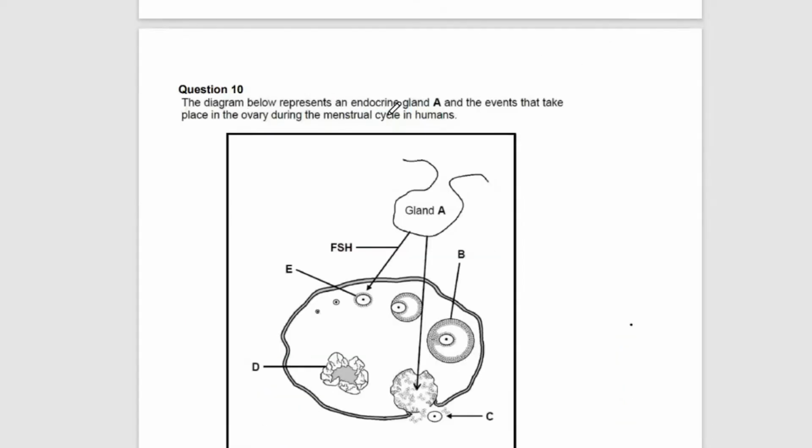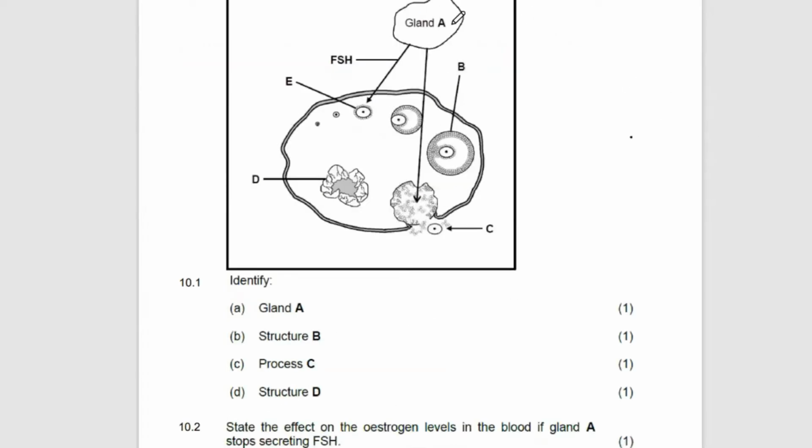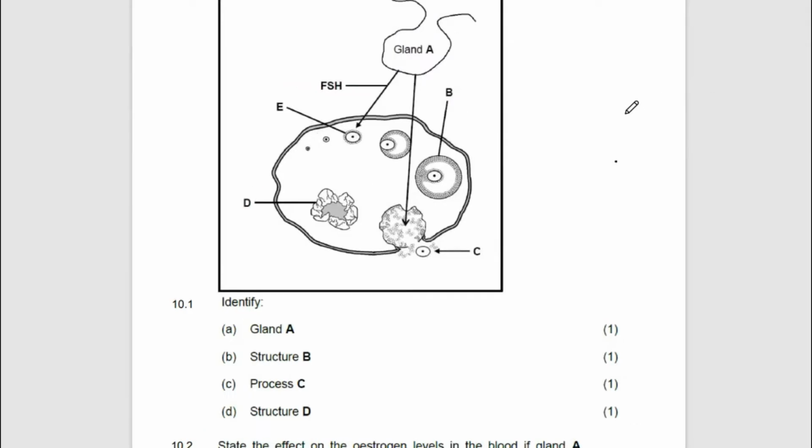The diagram below represents endocrine gland A and events that take place in the ovary during the menstrual cycle in humans. In other words, gland A produces a hormone which is used in the ovarian cycle. We have only two hormones based on our syllabus which are released from the brain and work in the ovarian cycle. The first one is luteinizing hormone. The second one is follicle stimulating hormone. So the hormones which are going down must be either luteinizing hormone or follicle stimulating hormone.